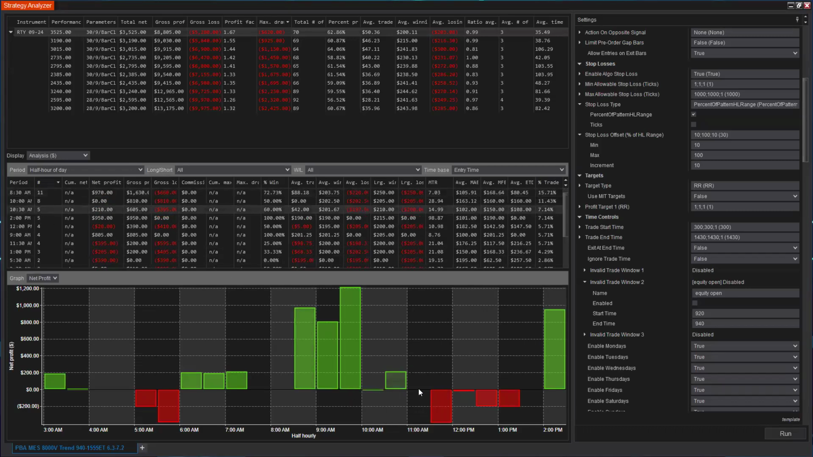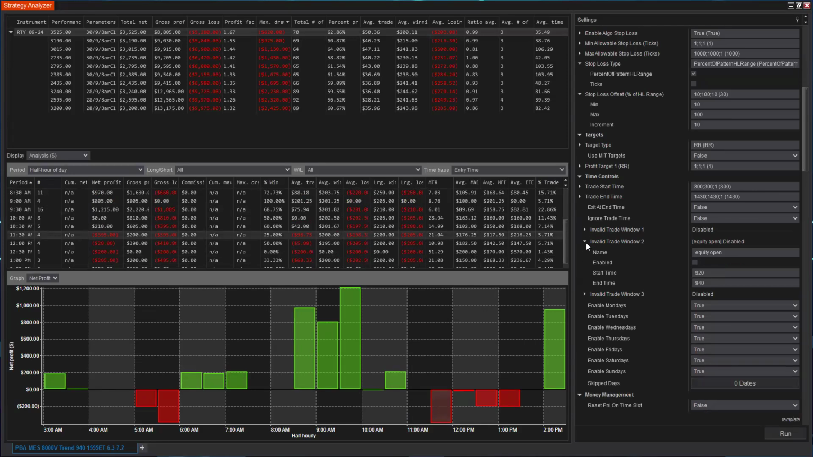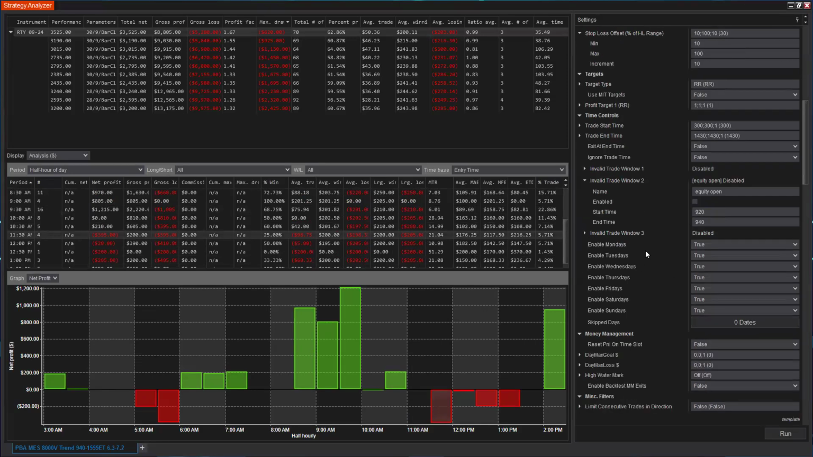Let's look at, can't even click on 11. Let's go back to period. Was that blocked? Equity open 920, 940. It is not blocked. No idea. There just wasn't any trades at 11, interestingly enough. And 11:30, there was 4 trades. We hit 1 out of 4.